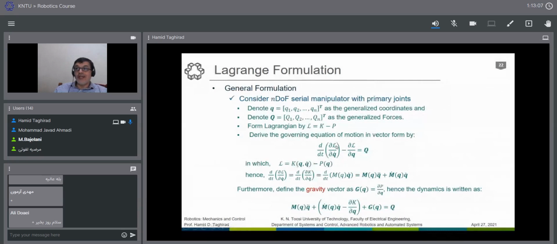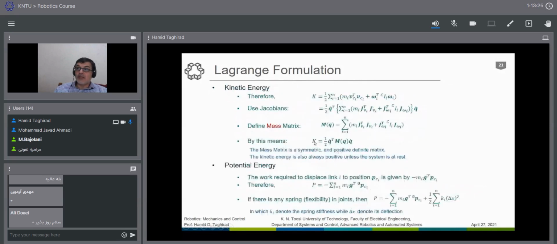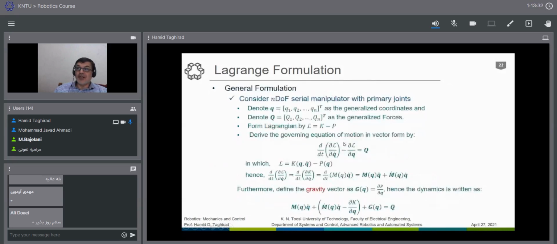Now, if you take the derivative with respect to Q dot, only the derivative of K comes in, because P doesn't contribute here. And this is very simple. The partial of K with respect to Q dot, this is a quadratic form, will give you M(Q) Q dot here.